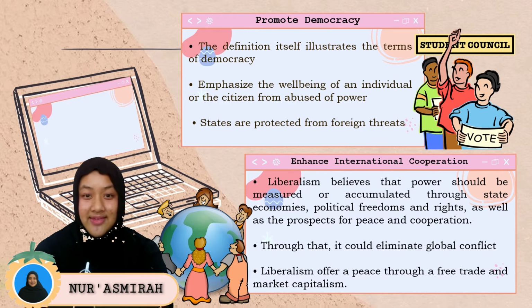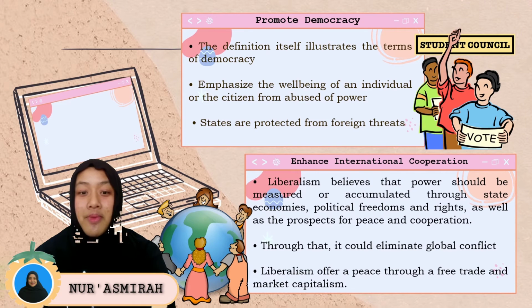Without wasting any time, next I will explain further on the suggestion of whether liberalism should be continued or not. Based on our observation, liberalism theory should be continued. This is because, first and foremost, liberalism promotes democracy, whereby the definition of liberalism itself illustrates the terms of democracy, whereby countries are given freedom and fair elections. Through that, the abuse of power from the government or the political system can be prevented. Hence, it will eventually emphasize the well-being of an individual or the citizen in that state.